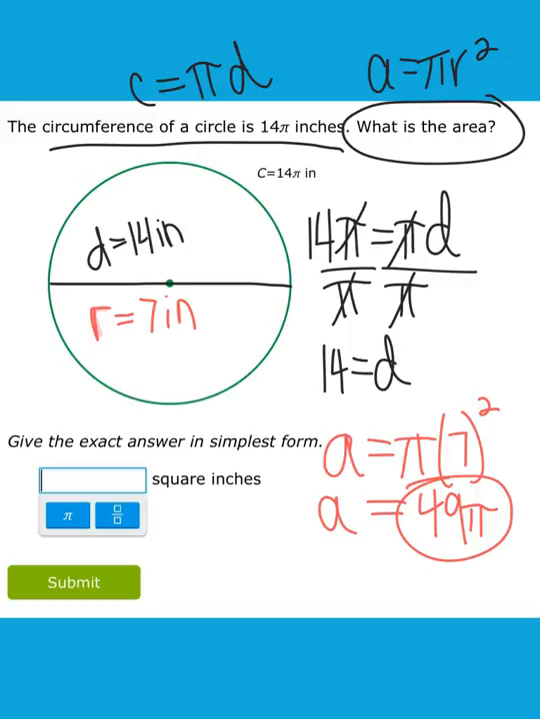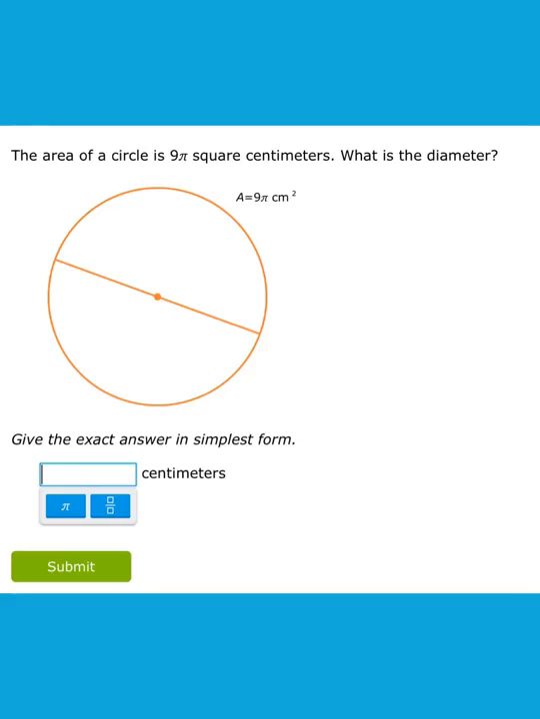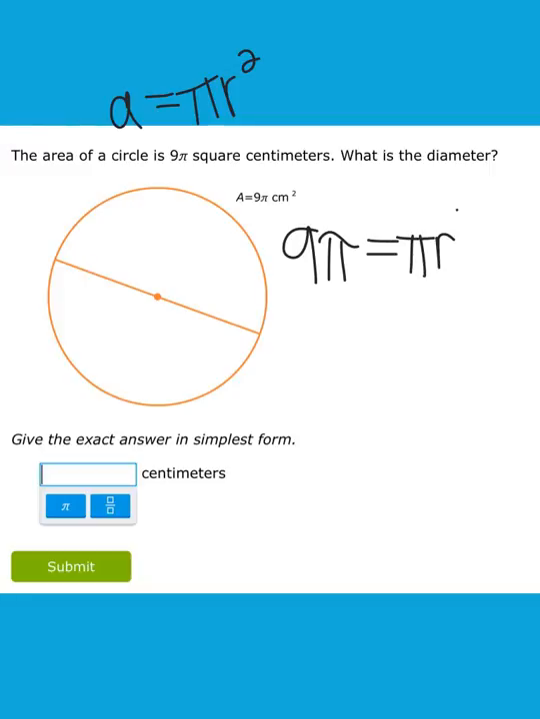All right, last example. This time we know the area of a circle is 9 pi square centimeters, and we want to know what's the diameter. So here's my area formula again, pi r squared. I know if I could find the radius by working backwards, then I would just have to double it to get my diameter. So I know my area equals 9 pi, so I'm going to set it equal to my area formula, because that's what my area is. And then work backwards to isolate r.